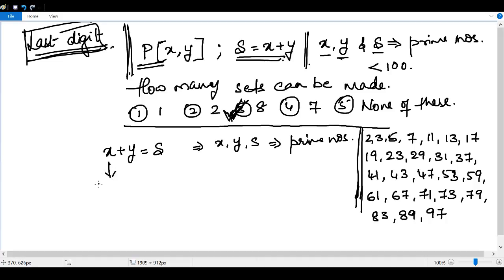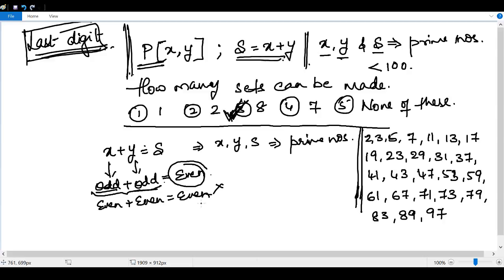Which means that if I now take x to be odd, y to be odd, and if I add these two odd numbers, my resultant will be even. Now if the resultant has to be even, it has to be bigger than 2, and bigger than 2 there is no other even number which is prime, which implies I cannot add two odd numbers. Now can I add two even numbers?